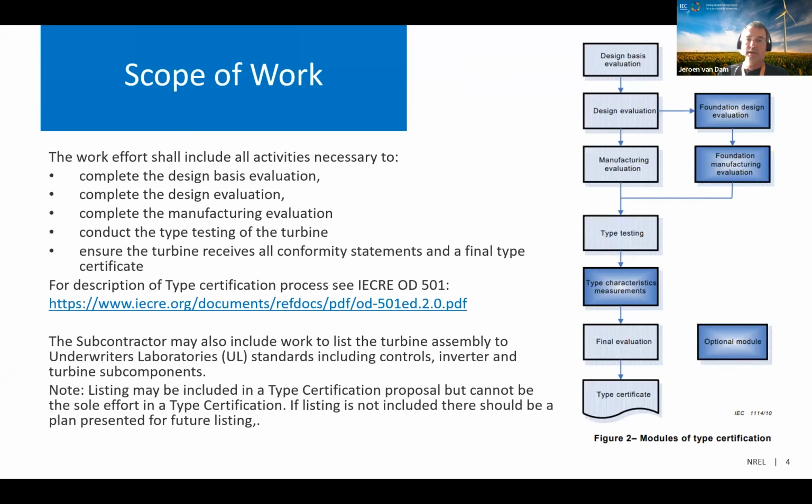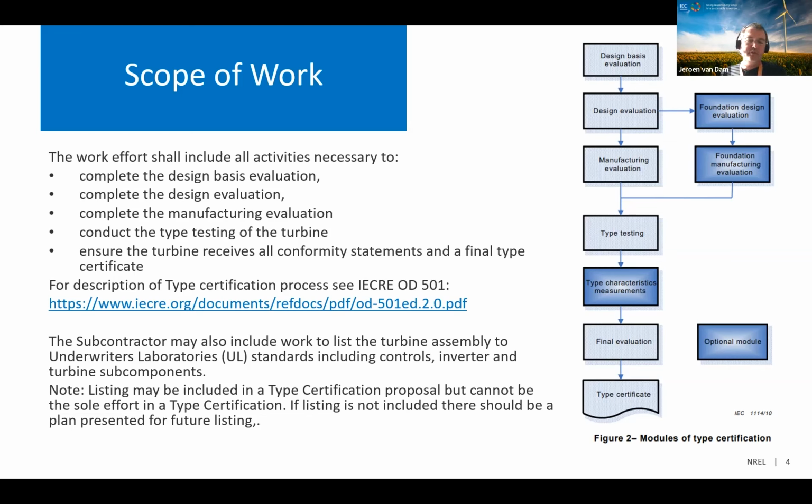So the scope of work and the chart on the right-hand side comes out of the IECRE, so the international certification scheme. But the building blocks there are fairly generic. And even if a certification body is not doing this per the IEC process, they would still have all these key blocks in place. So you usually start with a design basis and evaluation, work to the design evaluation, and I think I'll touch on some of those a little later on here, what those are. But you would work your way through these things.